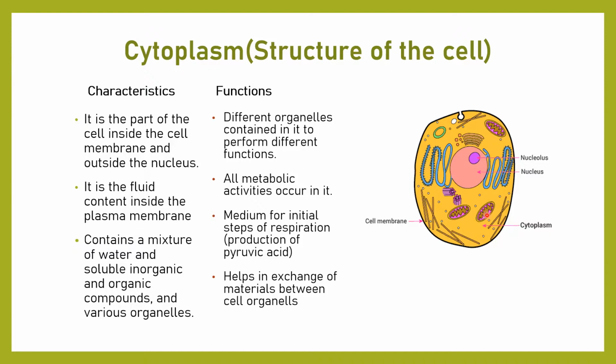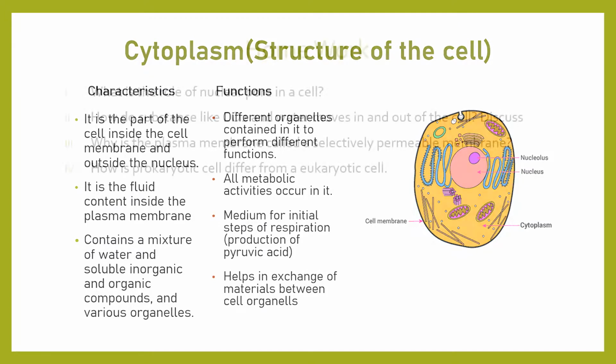So it is a very important part of the structure of the cell. It also helps in exchange of material between cell organelles. Let's take protein, which is synthesized by the endoplasmic reticulum, and can be taken to the Golgi apparatus through cytoplasm. So cytoplasm facilitates the movement and exchange of different materials. So this is all about the main structures of the cell.